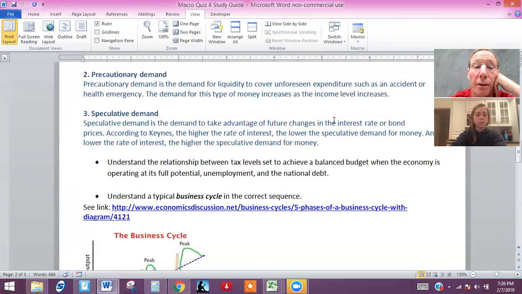So if they say, okay, we're going to tax at the level that will balance the budget as long as we're at full employment, full potential, and there's unemployment above the natural rate, if the economy is in a recession, then we're going to go into debt, because taxes will not be enough. Does that make sense? Because people who are not employed don't pay taxes. So yeah, okay.